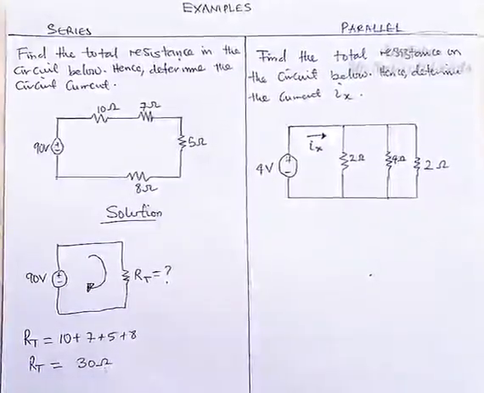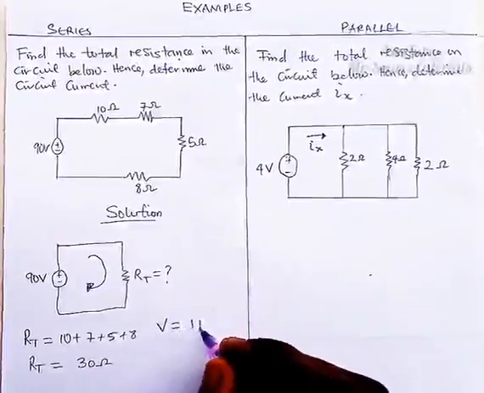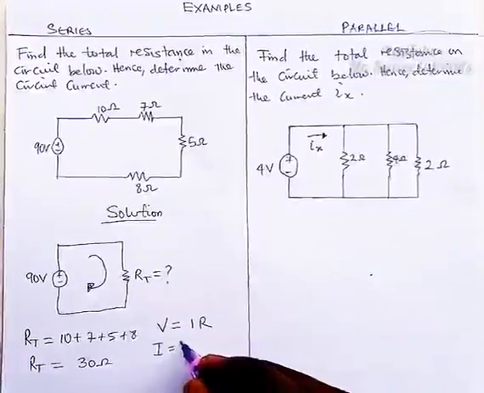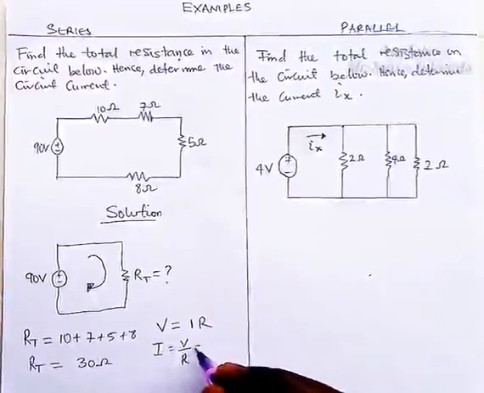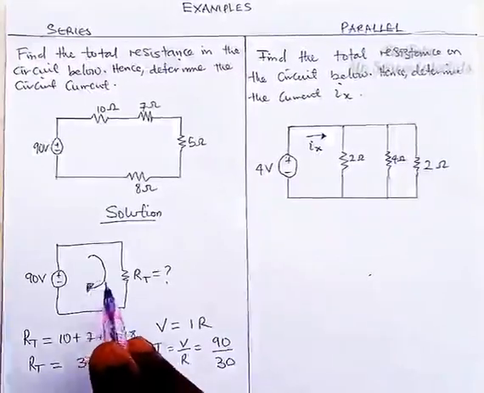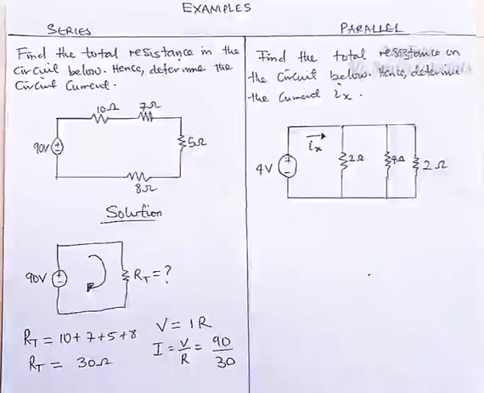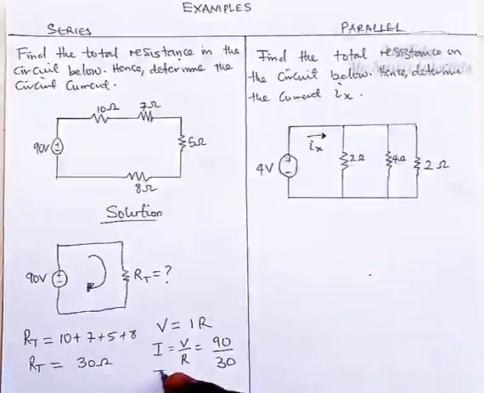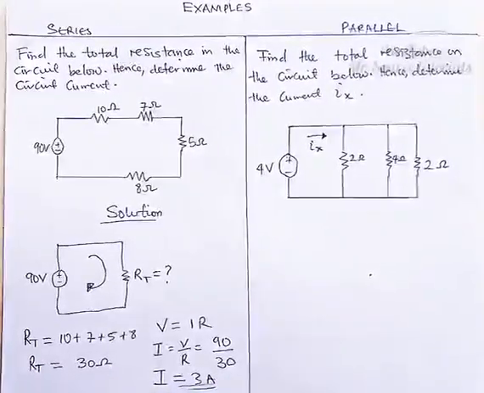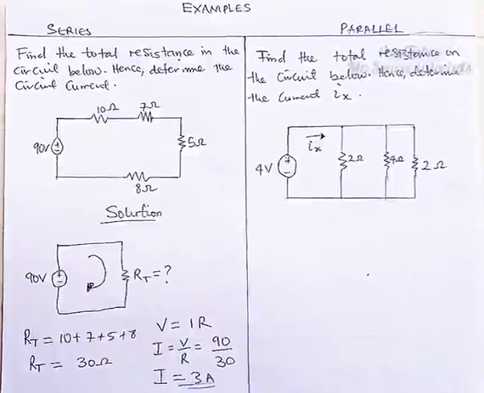Remember from Ohm's law that voltage V is given as IR. Therefore, our I will be equal to V over R, which is equal to 90 over 30 from this circuit. 90 over 30 gives us 3. The current I is equal to 3 ampere. A very simple example of a series connection of a circuit.